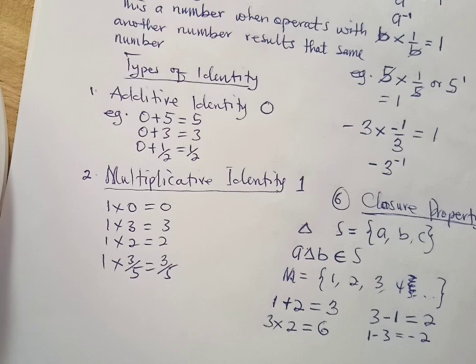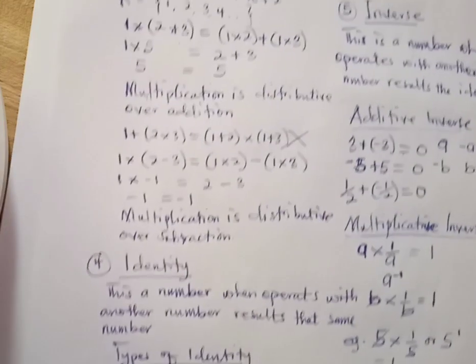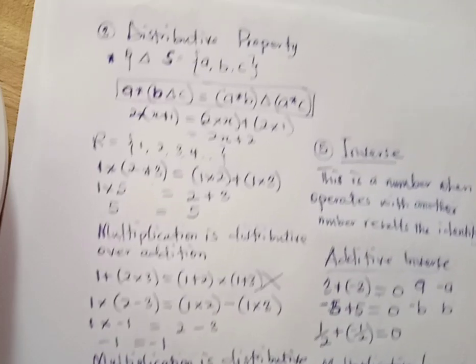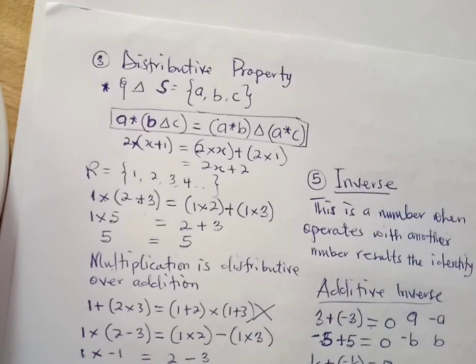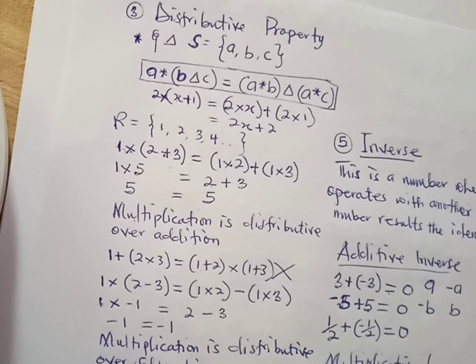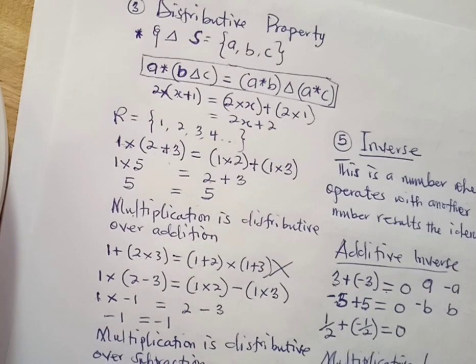All right. So we are going to end today's lesson. We have learned a lot. We talked about the properties of operation of numbers. We talked about commutative property. We talked about associative, distributive, identity, inverse, and closure. So I know you have been able to grab the concept.